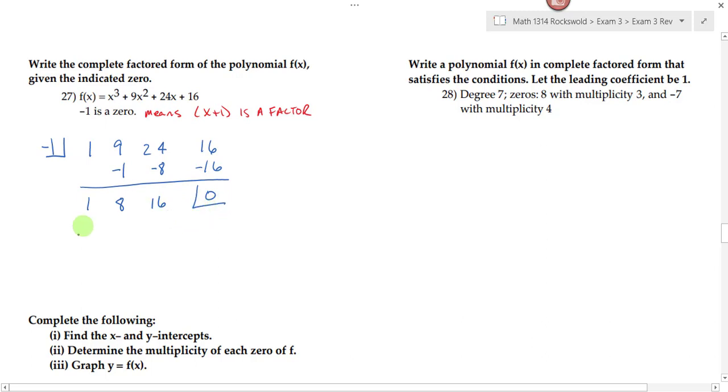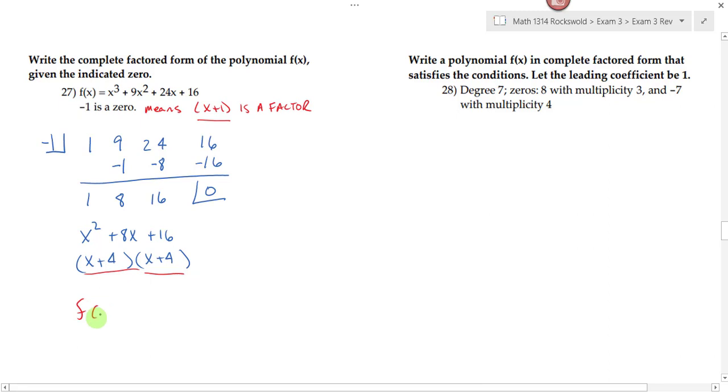That means that my remainder is 0. And my other factor here is x squared plus 8x plus 16. This will factor into x plus 4 times x plus 4. So I've got a total of 3 factors, which means that I can write my function as x plus 1 times x plus 4 squared, because this factor is repeated. And that would be the completely factored form for this polynomial.